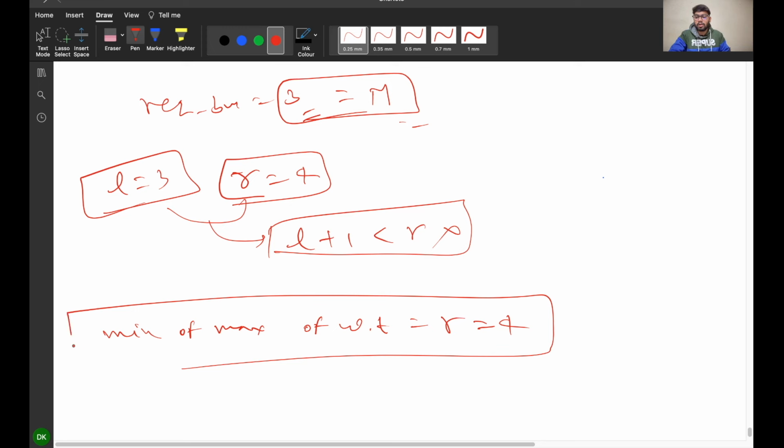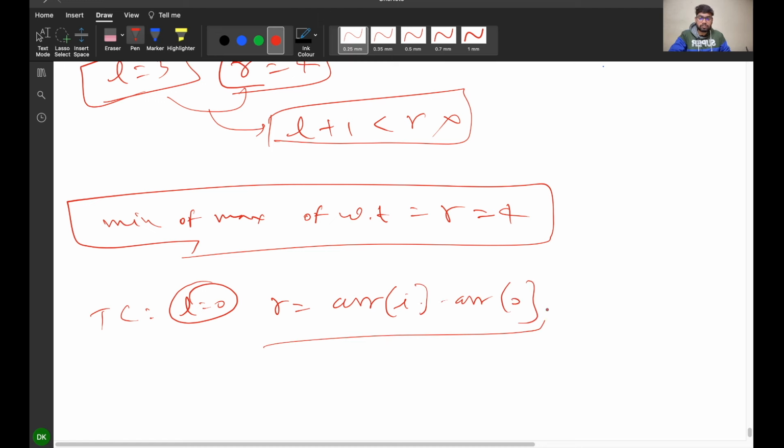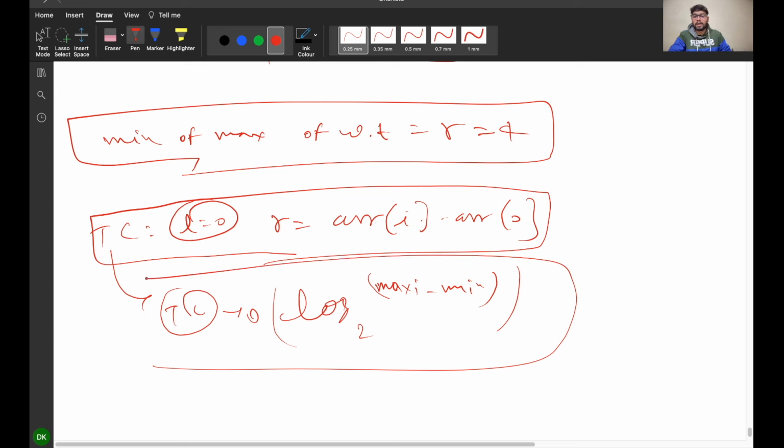Okay, now coming to the time complexity, I initialize my L as 0, R as arr[n-1] minus arr[0]. Okay, so for the time complexity, I have big O of log base 2 of the maximum of arr[i] minus the minimum of arr[i], and this is our overall time complexity.